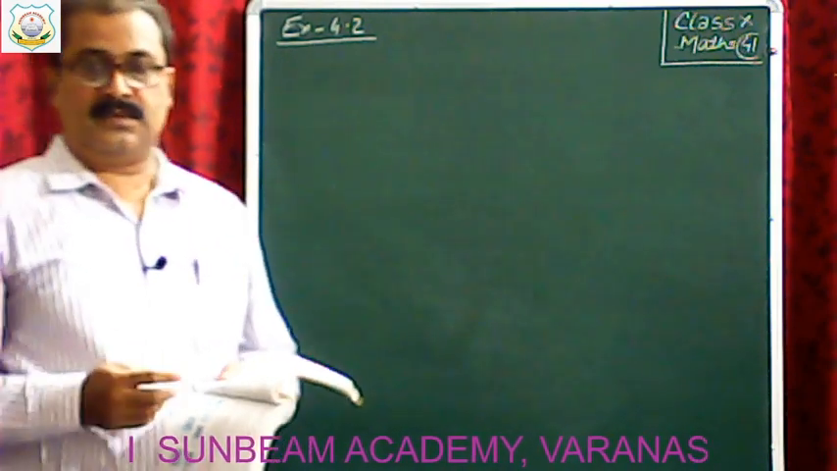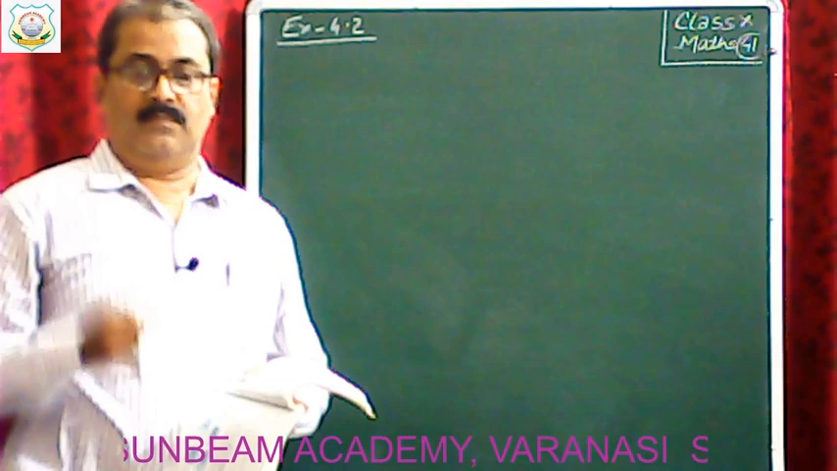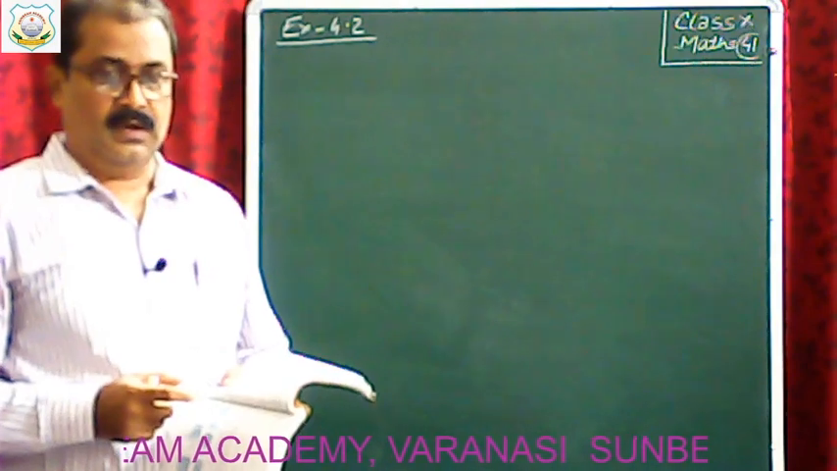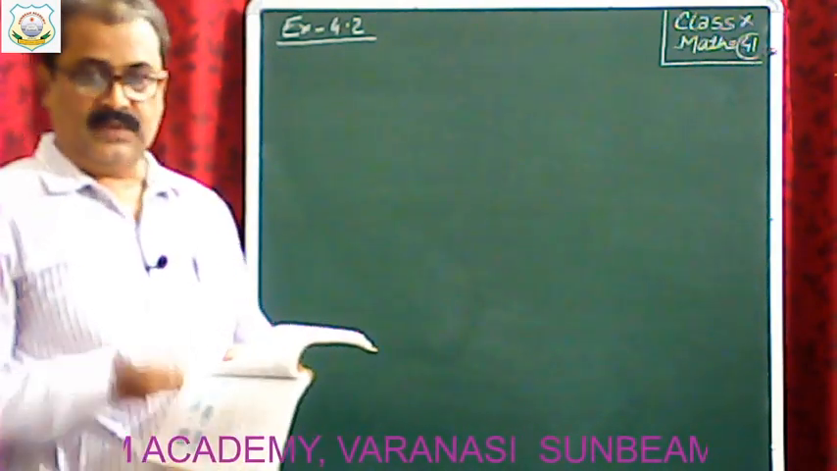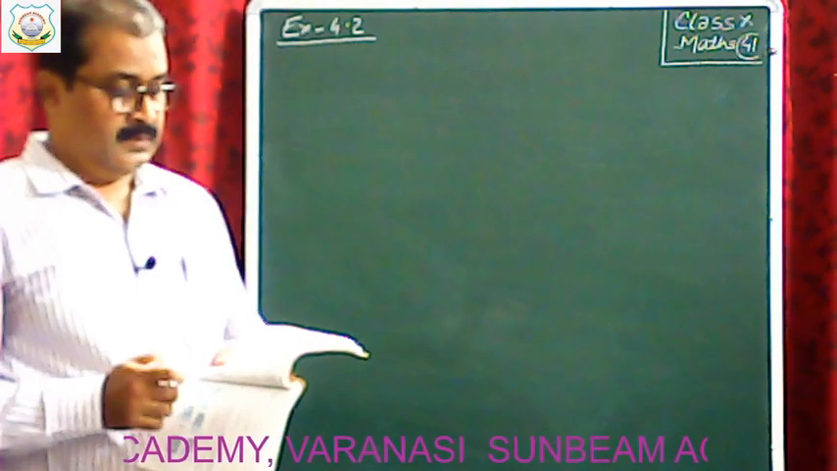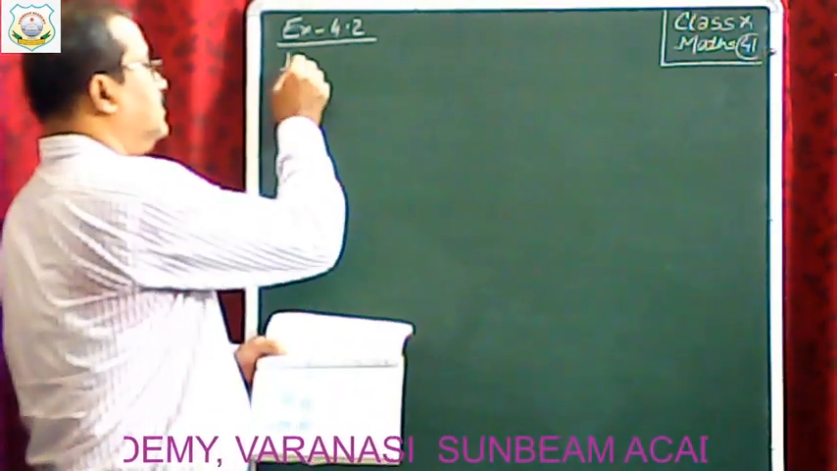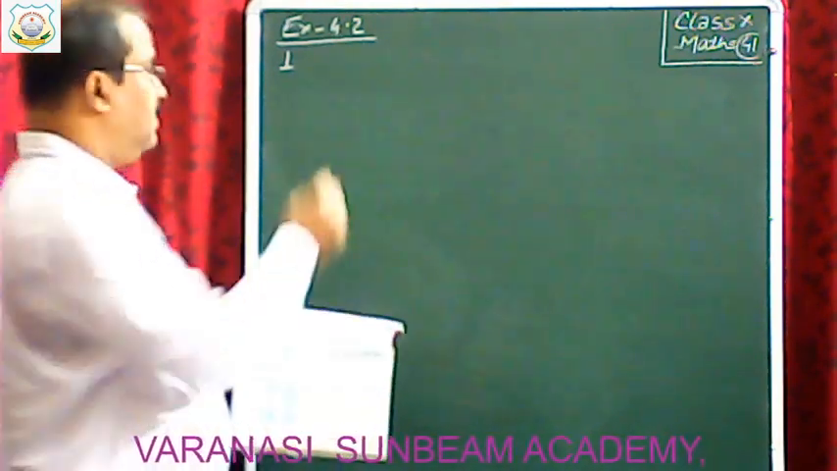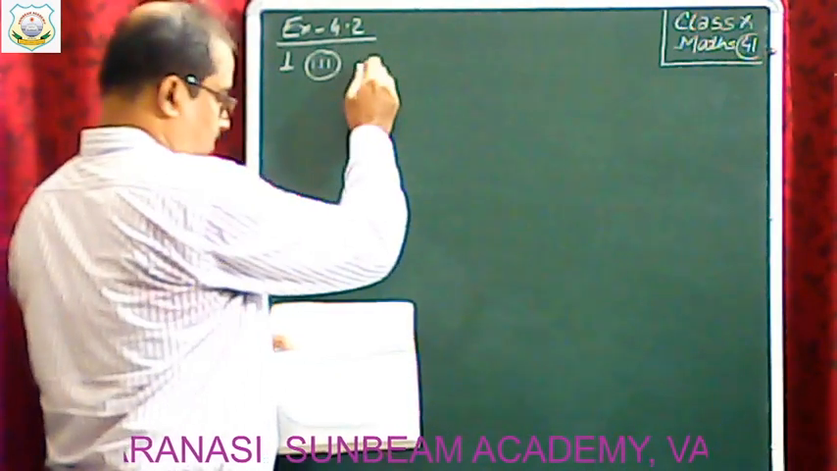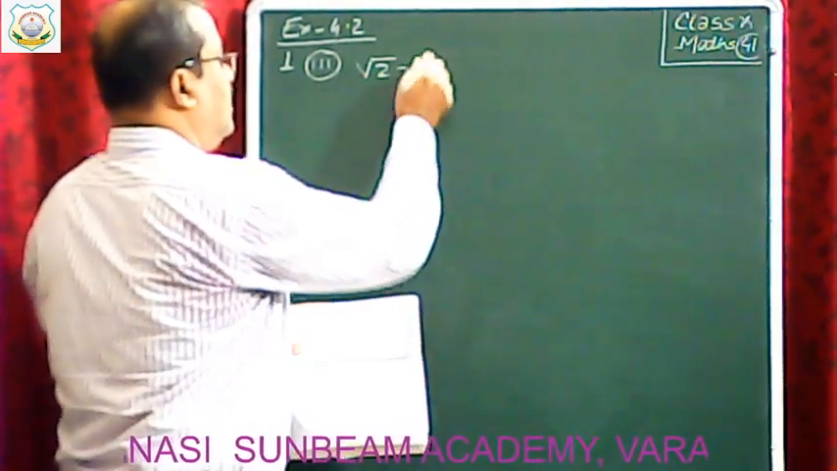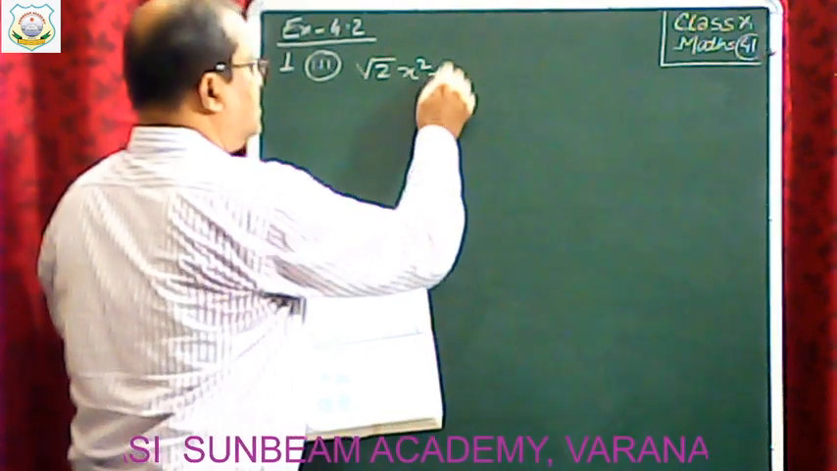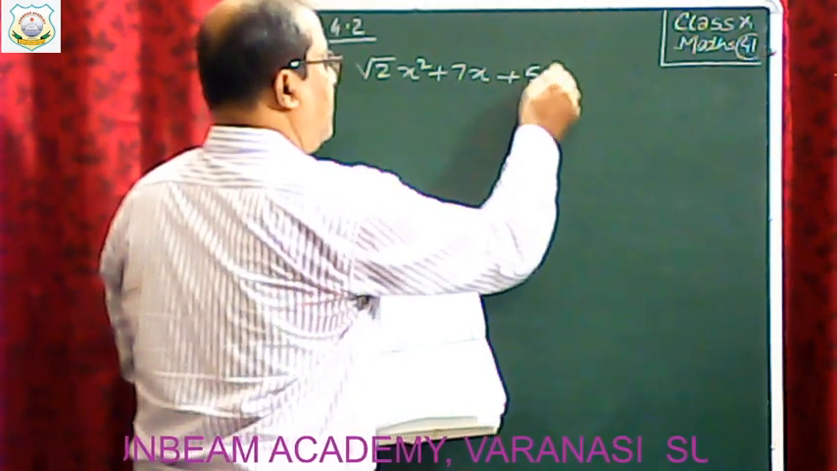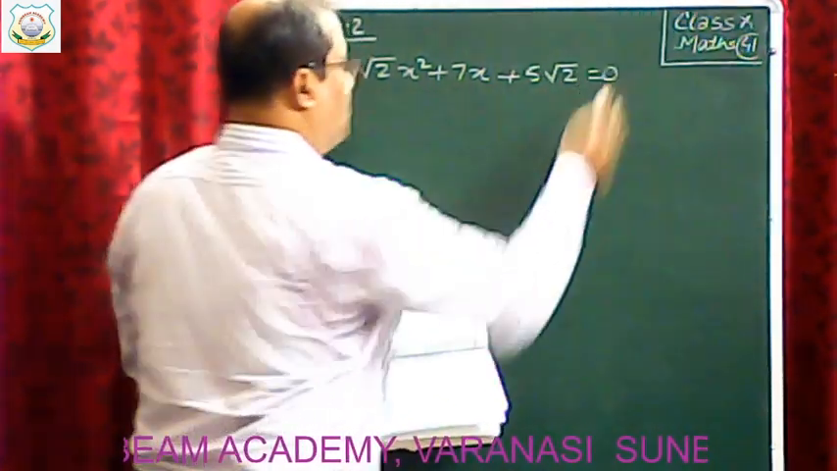So there are three methods. Number one, factorization method. Number two, completing the square method, and third one is quadratic formula. The exercise 4.2 is concerned with factorization method. Question number 1. Find the roots of the following quadratic equation by factorization. Taking third: square root 2 x square plus 7x plus 5 square root 2 equal to 0.